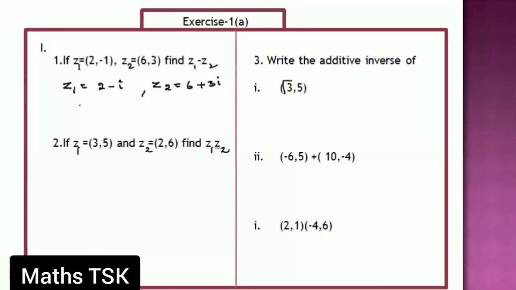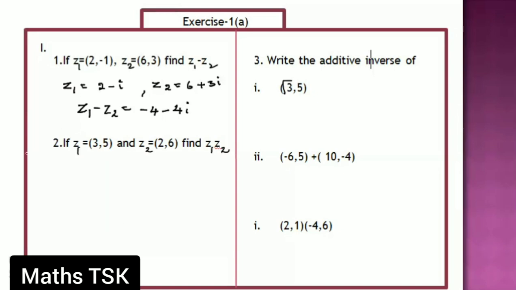So what is z1 minus z2? z1 minus z2 means 2 minus 6, that is minus 4, minus i minus 3i is minus 4i, that is z1 minus z2.